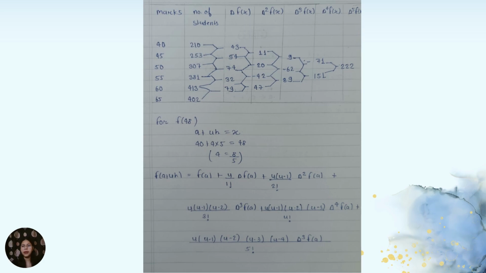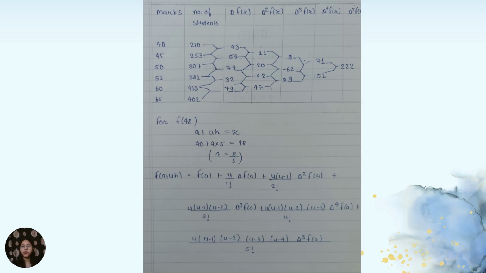In this given table, we have marks and the number of students who scored different marks, such as the number of students who scored less than 40 marks are 210, students who scored less than 45 marks are 253, and so on. Now we are going to find the difference between these consecutive f of x values, which will be delta f of x. Again we take the difference, and we continue the process till we get single values of delta f of x.